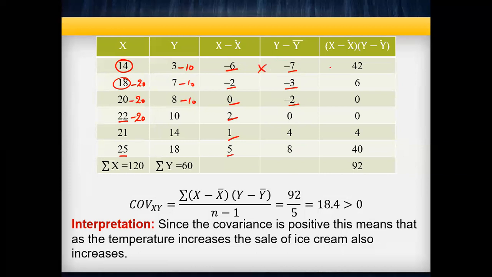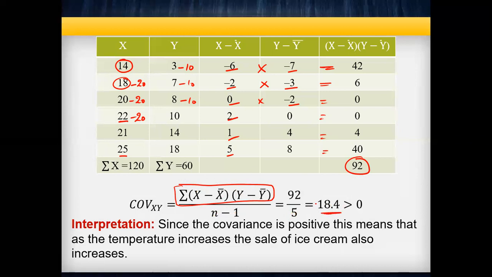Just multiplying both of them, we get the total here. Multiplying these two, we get 6. Multiplying these two, we get 0. Okay, 4 and 40. So adding all the products, the total is 92. So this is the summation of this product, 92. Dividing by the 6 observations we have, 6 minus 1, we get 5. And 92 by 5, we get this covariance.